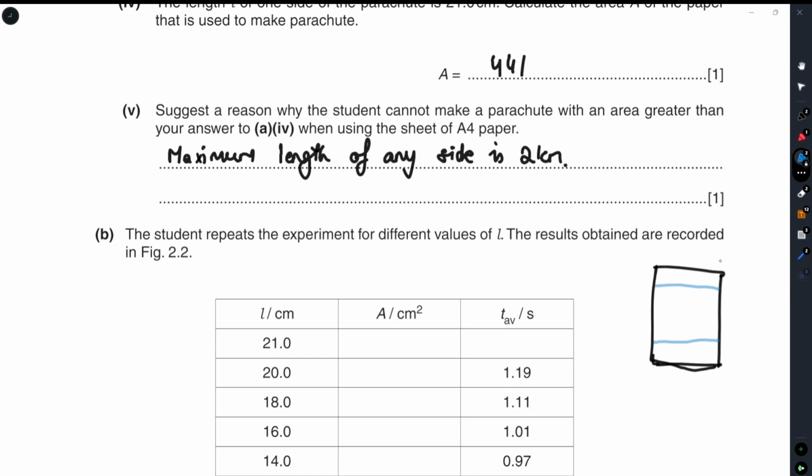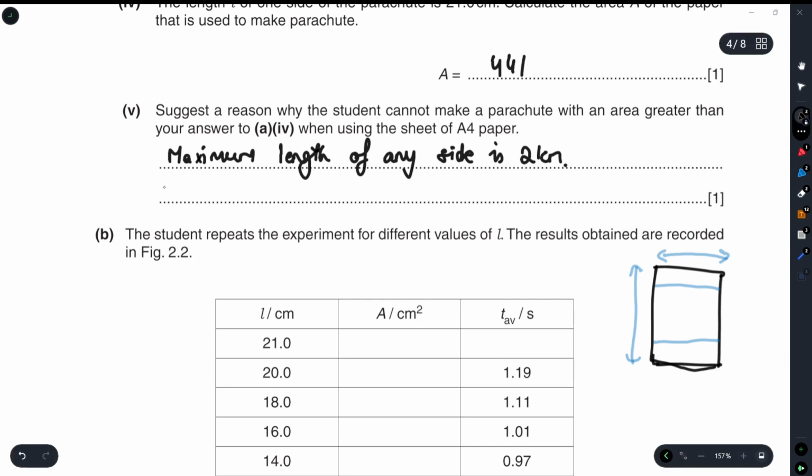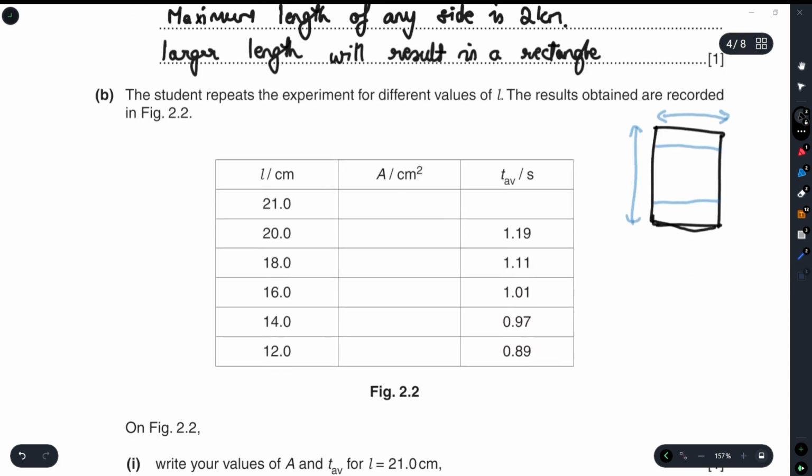This right here is the maximum length of square that can be cut out. If I go for the length instead of the width, I won't be able to get a square. I'll get a rectangle. So you can state that as well. Larger length will result in a rectangle. All right. So yeah, student repeats, blah blah blah.